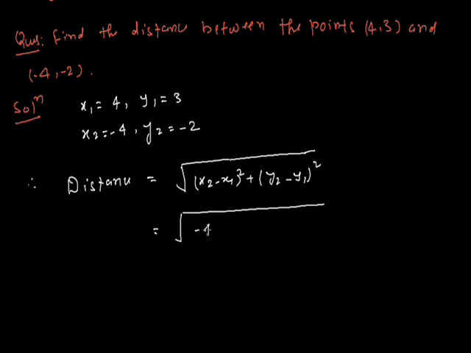square root of (-4 minus 4) whole square plus (-2 minus 3) whole square. Here we get square root of 89 units.